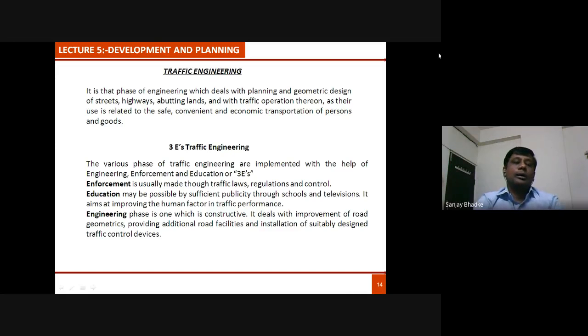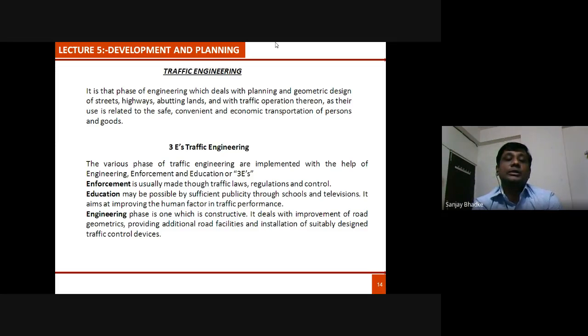Now that is about the introduction, and now we are going to discuss development and planning, that is, traffic engineering. This is the phase of engineering which deals with the planning and geometric design of streets and highways, abutting lands, and with traffic operation, as their use is related to the safe, convenient, and economic transportation of persons and goods. Basically, traffic engineering is the subject which is related to the safety of persons.